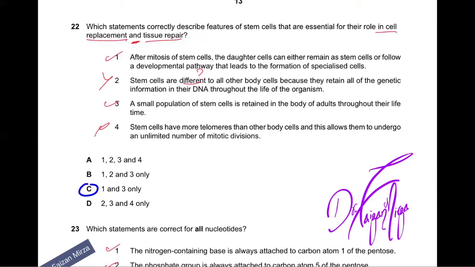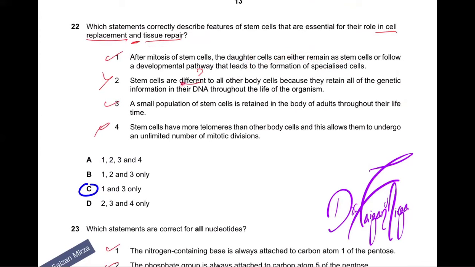After mitosis, stem cell daughter cells either remain as stem cells or follow a developmental pathway to form specialized cells. Yes, that's required because we know that in every tissue, stem cells are there that can replace the cell and still have a depot of cells left for later use.